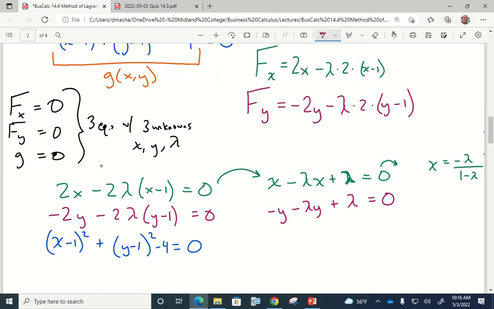And I can do basically the same thing for y. I can factor out the y, and this would give me 1 plus lambda equals negative lambda. The negatives cancel, and then I divide by 1 plus lambda, and that gives me a formula for y as a function of lambda.